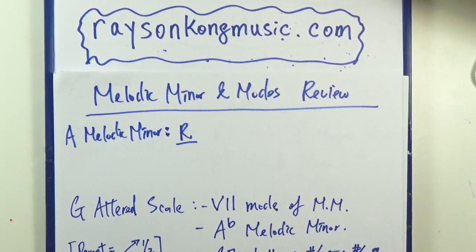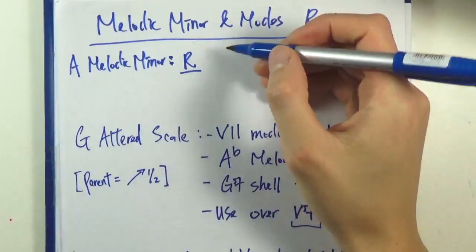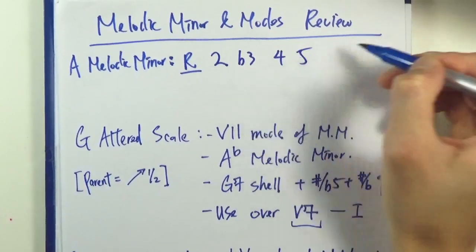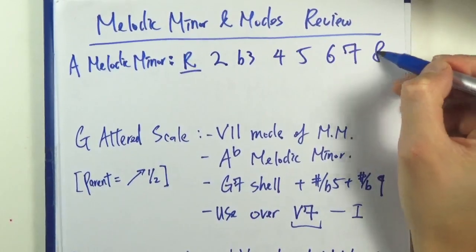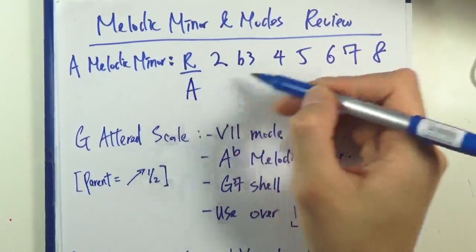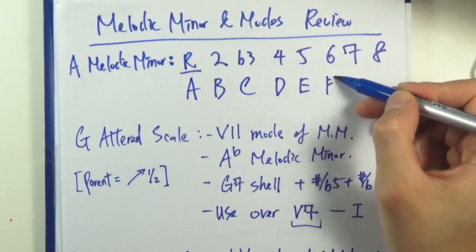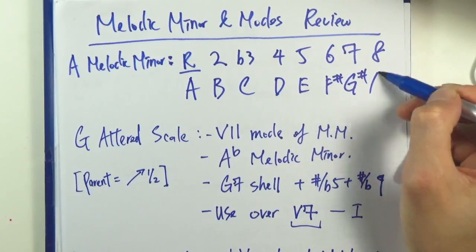All right, you're in the home stretch now. Let's do a review of melodic minor and modes. So melodic minor is root, major second, flat 3, 4th, 5th, 6, 7, and then a root again. So if we are talking about A melodic minor: A, B, C, D, E, F sharp, G sharp, A.